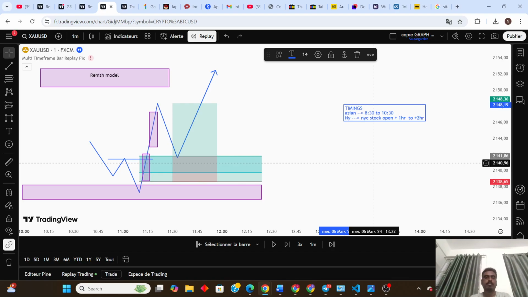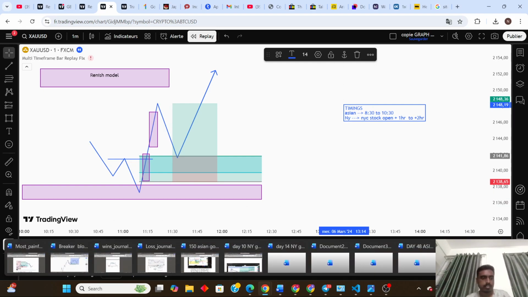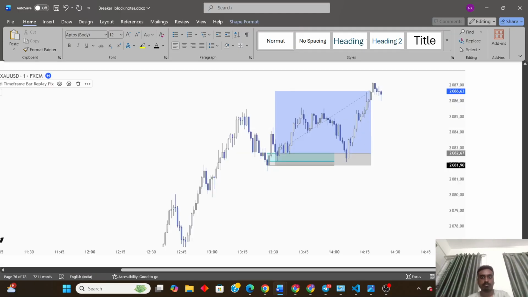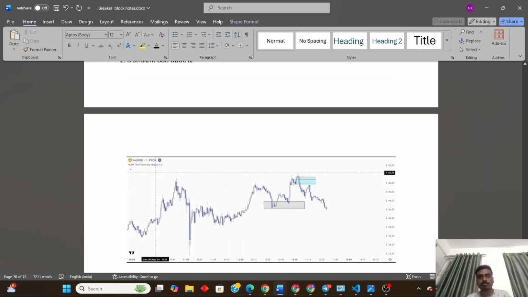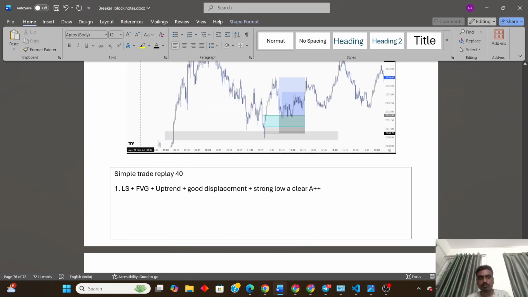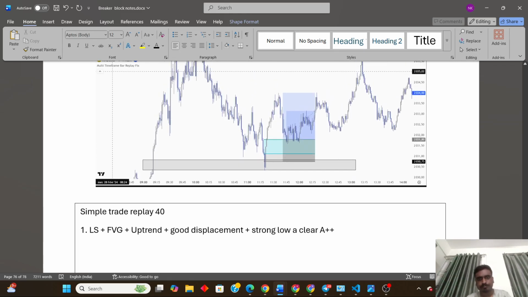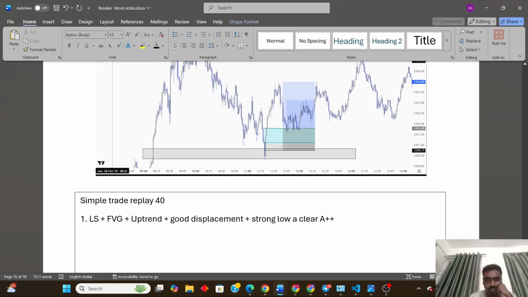I do not recommend trading above 1 minute. Now let's look at some examples of the model. So let's look at this example. Are you seeing a displacement, a market structure shift? Good displacement. Are you seeing it? I'm entering at the 0.6 level, hitting my target here. Are you seeing it now?